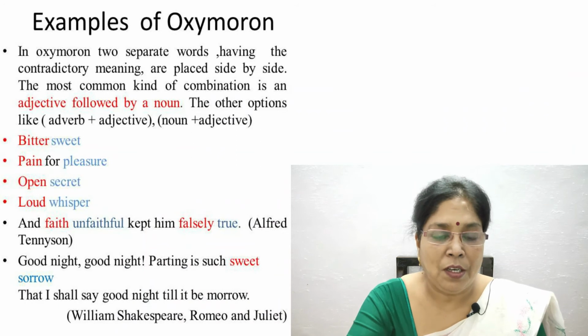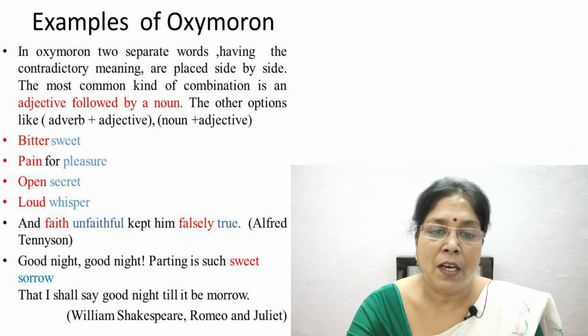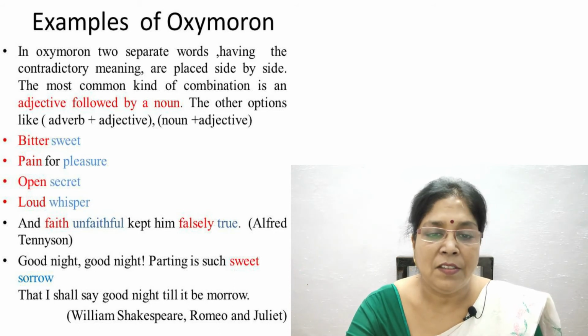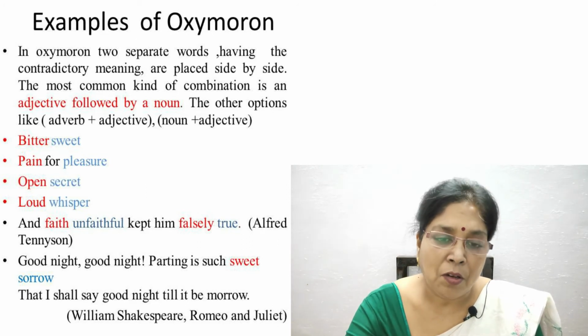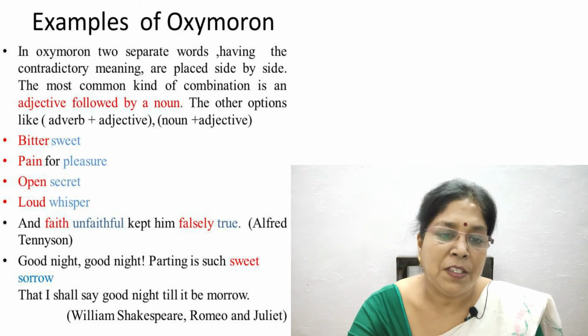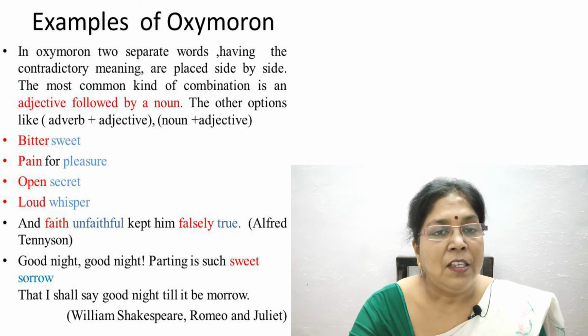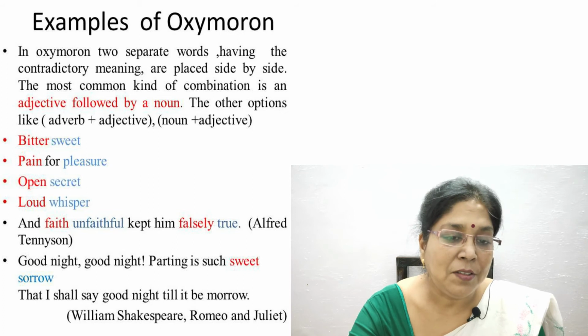Examples of oxymoron. In oxymoron, two separate words having contradictory meanings are placed side by side. The most common kind of combination is an adjective followed by a noun. The other combination may also be adverb plus adjective, or noun plus adjective. Now see these words. I have written the words in two colors just to show how they are contrasting with each other. Bitter, sweet, contrasting words.